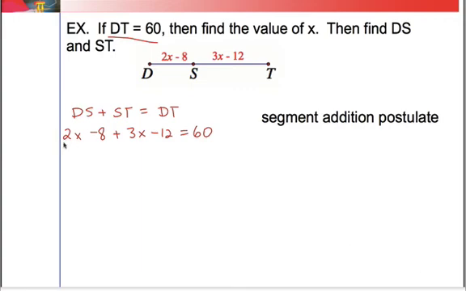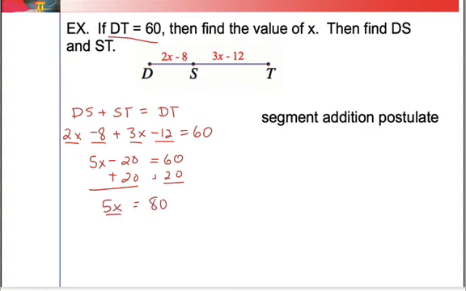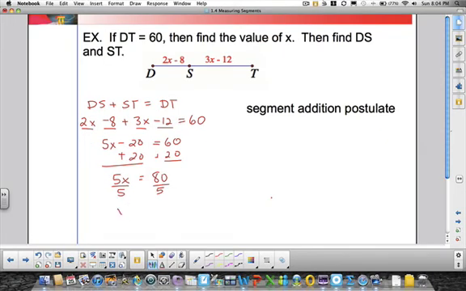Now let's do our math. Let's combine like terms. 2x plus 3x is 5x. Negative 8 plus negative 12 is negative 20. And then that equals 60. So to solve for x, we will add 20 to both sides. Make sure we do it to both sides here. So we get 5x equals 80. To solve for x, we divide by 5. And of course, 80 divided by 5 is 16. So we look at x equals 16.